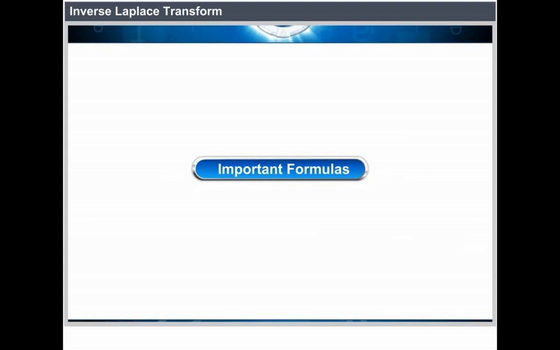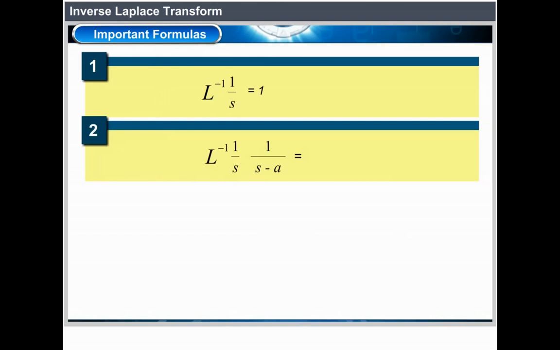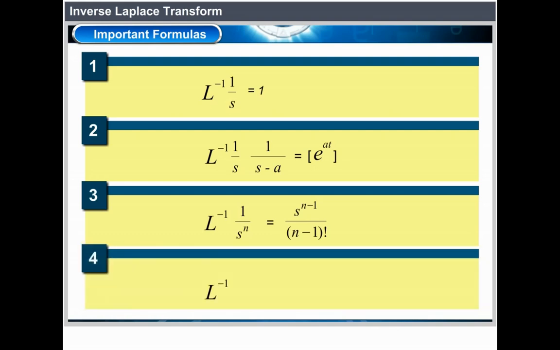Important formulas. Number 1. We can call inverse Laplace transform or L inverse. Better to read it as L inverse. L inverse of 1 by s equal to 1. Number 2. L inverse of 1 by s minus a equal to e power at. Number 3. L inverse of 1 by s power n equal to t power n minus 1 divided by n minus 1 factorial. Number 4. L inverse of s by s square minus a square equal to cos h at.